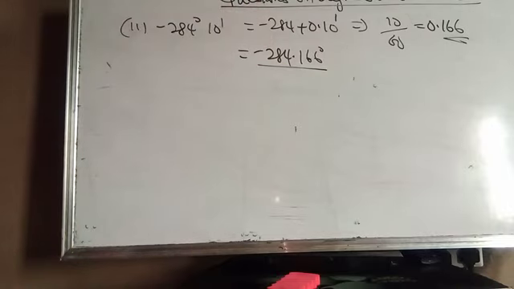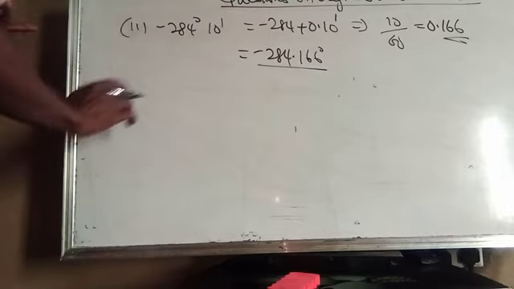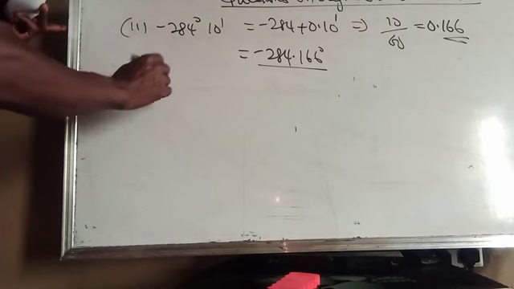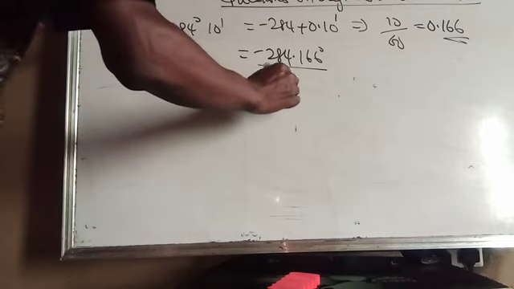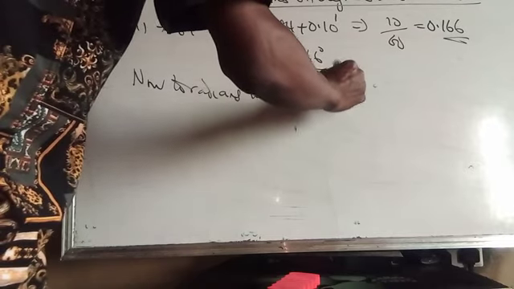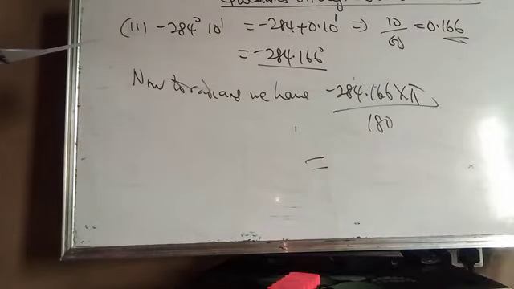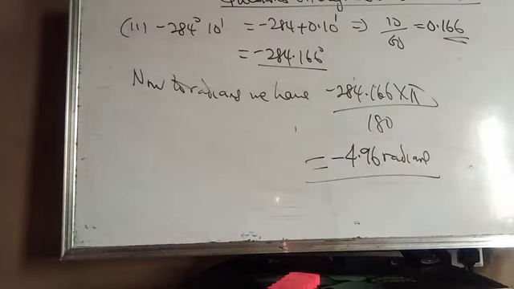Now converting degrees to radians, we have minus 284.166 multiplied by pi all over 180. By the time you multiply that, you are going to have minus 4.96 radians. So that is that for that as well.